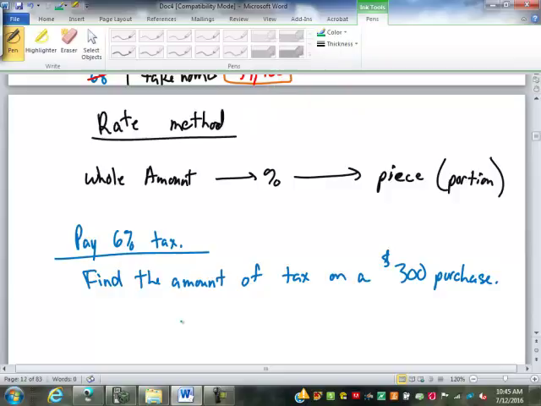Well, you're going to take the $300 purchase times, not 6, but 0.06, that percent turned into a rate. The term rate actually means the decimal form of a percent. And you're going to get $18 as the amount of tax.